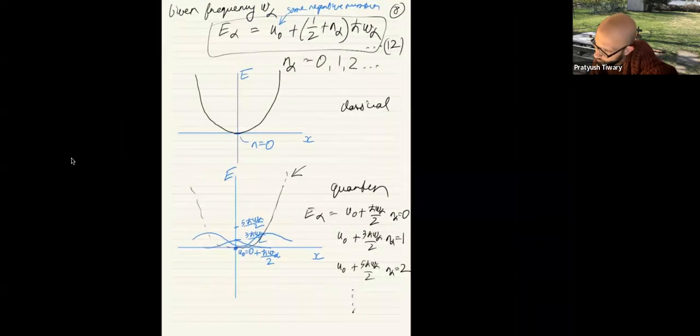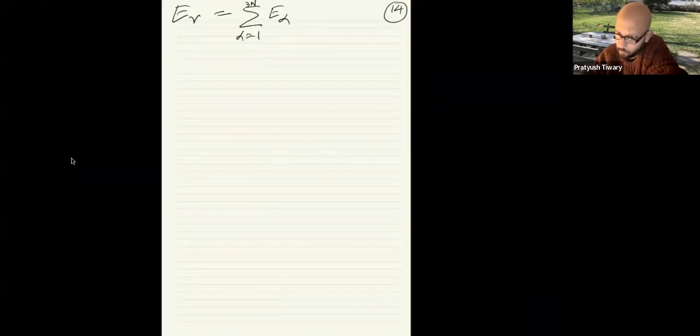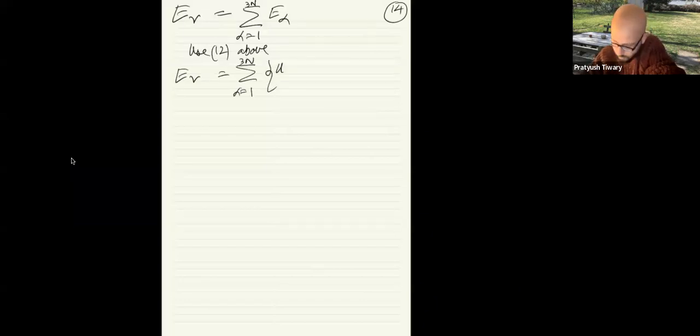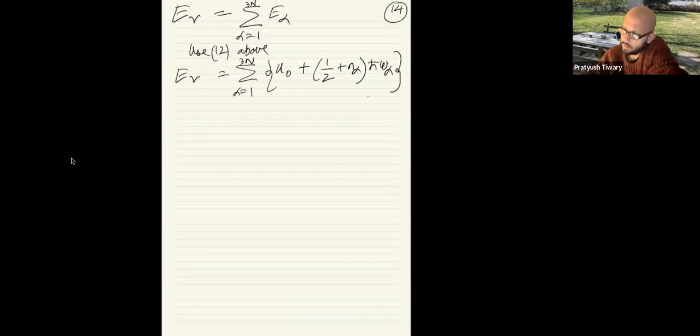So which equation number did we get to? Equation number 12. So use 12 above. What do we get? We get E_ν is equal to the sum over α from 1 to 3N of E_α. And what is E_α? E_α is equal to U_0 plus (n_α + 1/2) ħω_α. So this is the energy of a given microstate. And a microstate, once again, is characterized by the values of the occupation numbers. So this is the picture that I mentioned last time in class. So this is equation 13.